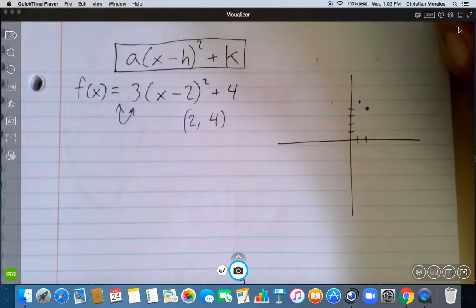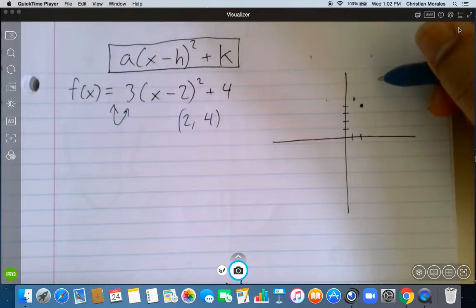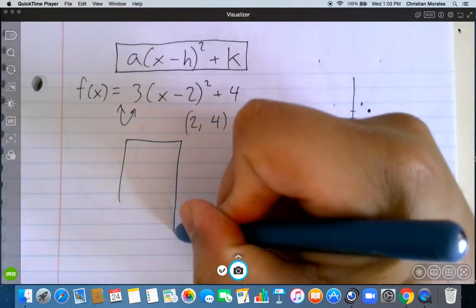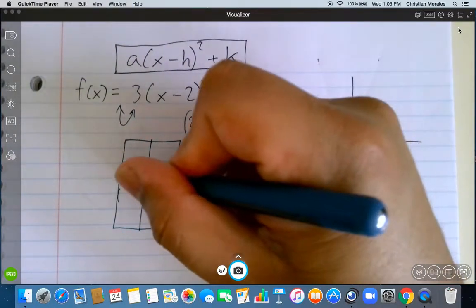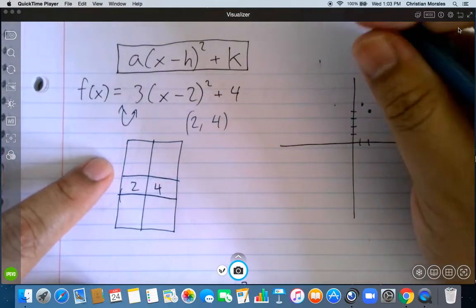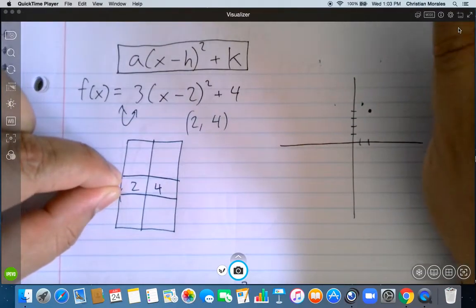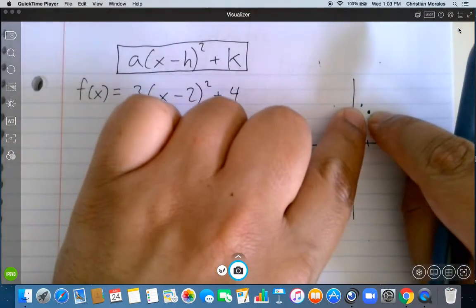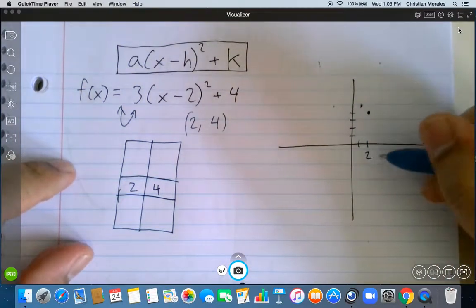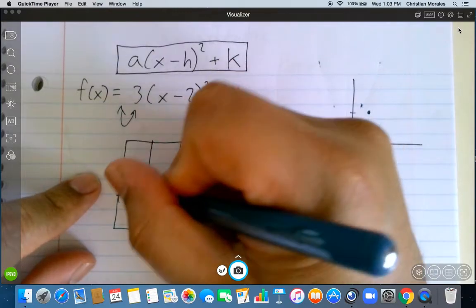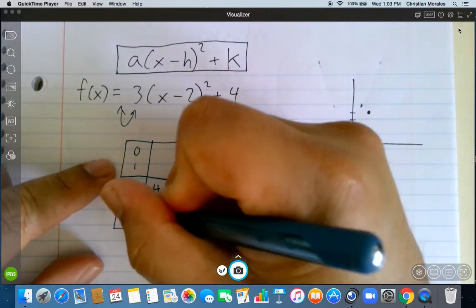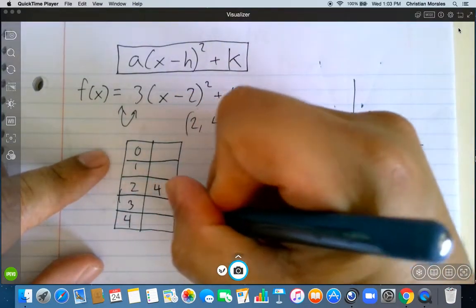Okay, now what about graphing the rest of it? We know it's going to go up, but if you want to know exactly how it's going to go up, what you need to do is make a table. You need to make a table where 2 and 4 are in the middle. Now, because this is the middle, the numbers next to it need to be the numbers next to the number 2. So what numbers are next to the number 2? 1 and 3. Now maybe another one, 0 and 4. That's how you should make your table.